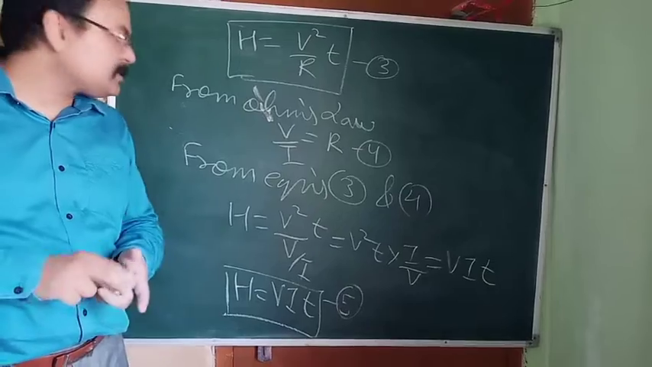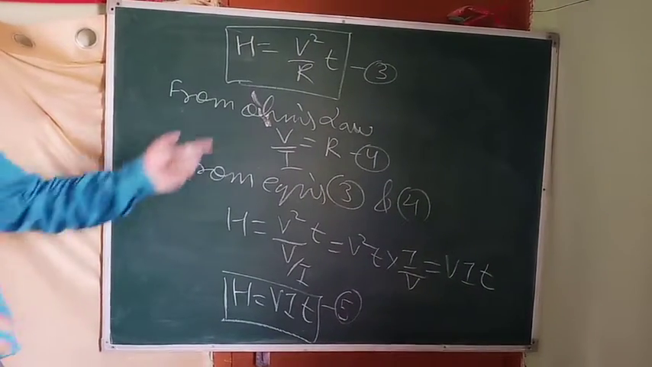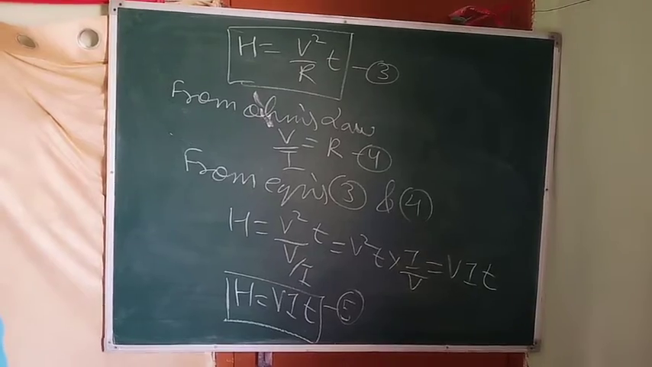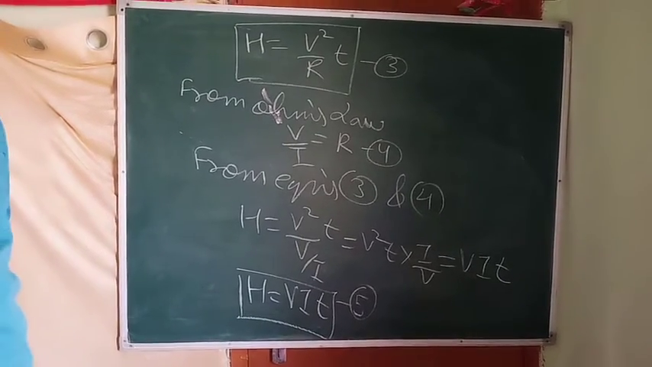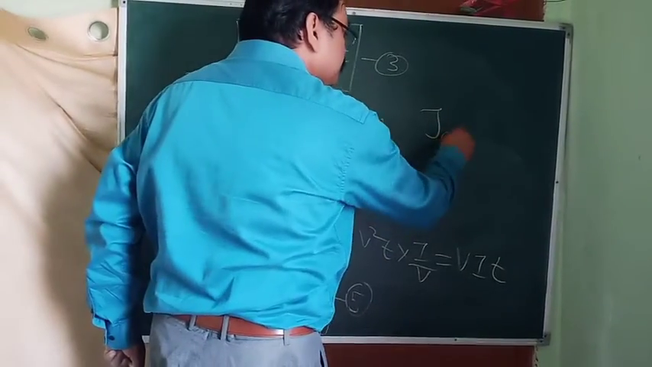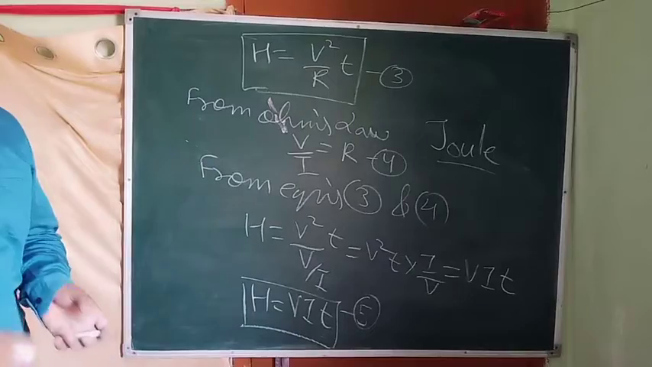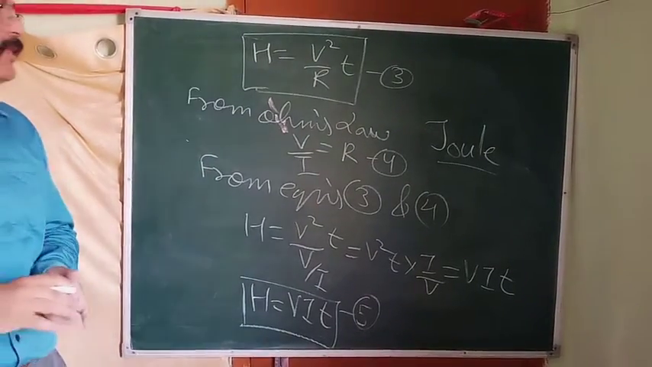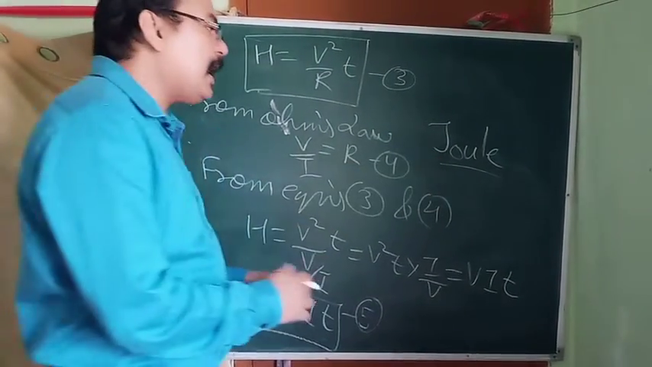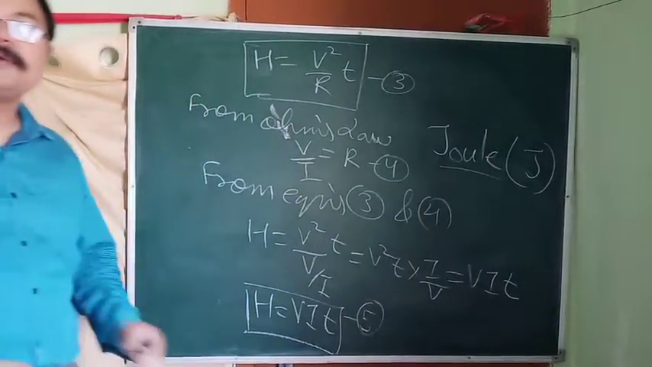Now, after this, what is the unit of this energy produced? Obviously, we know that the unit for energy is joule. After the name of this great scientist, James Prescott Joule, the unit has been named joule and it is denoted by J.